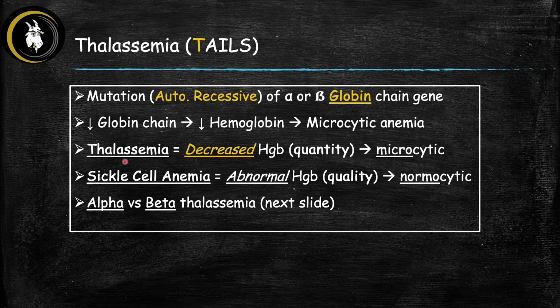One thing that students often mix up is the difference between thalassemia and sickle cell anemia. In thalassemia, we have a decrease in the production of the globin chain. So we have decreased hemoglobin. This is a quantity problem, so it's going to cause microcytic anemia, whereas in sickle cell anemia, we don't have a decrease in the amount, we have production of abnormally shaped hemoglobin, and so this is a quality problem, and this is going to cause normocytic anemia. I'll go through sickle cell anemia in a separate video under normocytic anemia. But for now, let's focus on thalassemia and talk about the difference between alpha versus beta thalassemia.